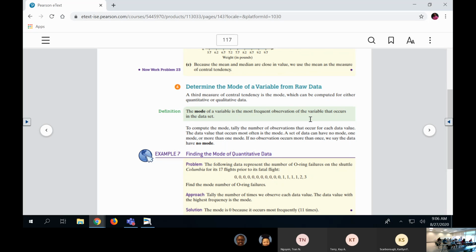Can you have more than one mode? Yes, but they have to show up an equal amount of times. So if you've got a number that shows up 10 times and a number that shows up 9 times, the number that shows up 10 times is the mode. If you've got 3 numbers that show up 10 times, then you've got 3 modes.